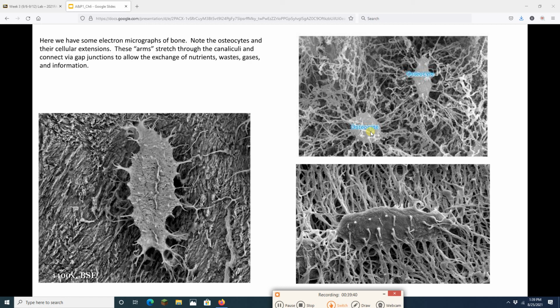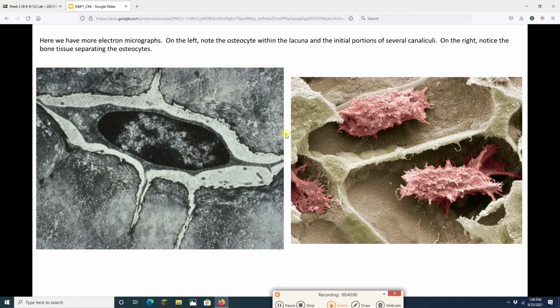I mean, these guys too, it's ridiculous. It is amazing. This allows these guys to send these arms through canaliculi, which lets them, number one, stay alive, but number two, exchange information. So there is a whole network of signaling going on within your bones. Crazy, right? All right. And I think just a little more of the same here. You can see these nice osteocytes. Here's an osteocyte. You can actually see its nucleus, and there's the cytoplasm chilling in a lacuna right there.